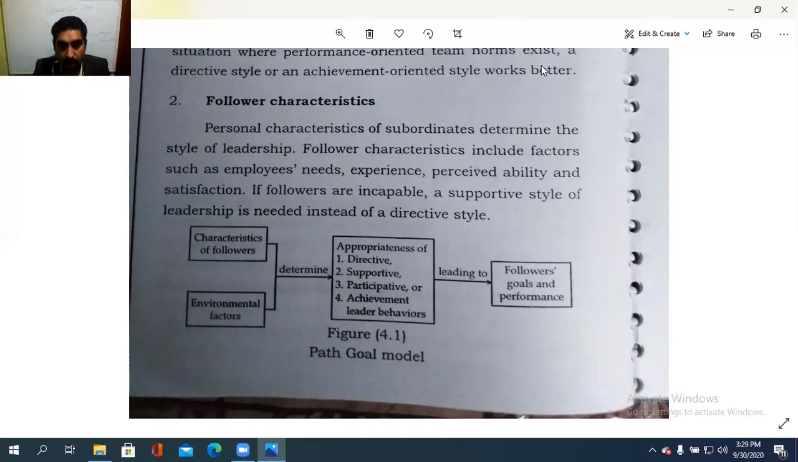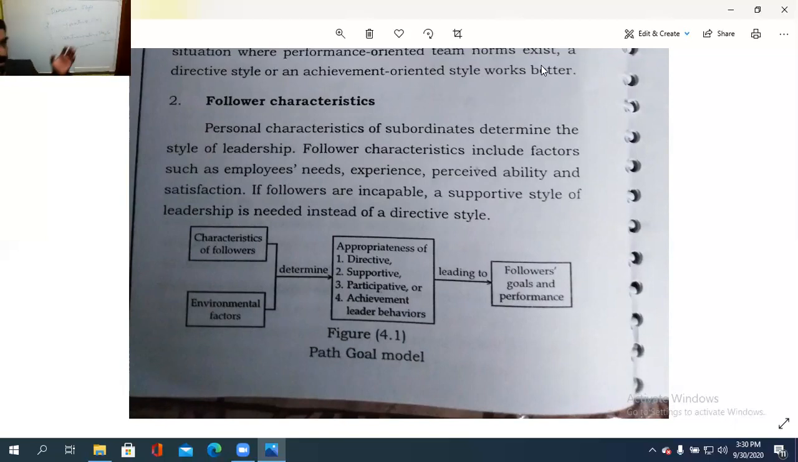Follower characteristics include factors such as employees' need, experience, perceived ability, and satisfaction. If the followers are incapable, a supportive style of leadership is needed instead of a directive style, because of supporting the subordinates by the superior or the leader. If the followers, that is subordinates, are incapable, they are not capable to achieve the goals or not capable towards the pathway of the goal, isn't it? Path of the goal or way towards achieving the goal, they are incapable.